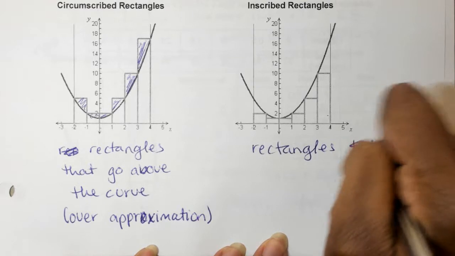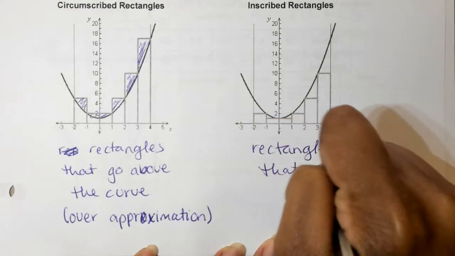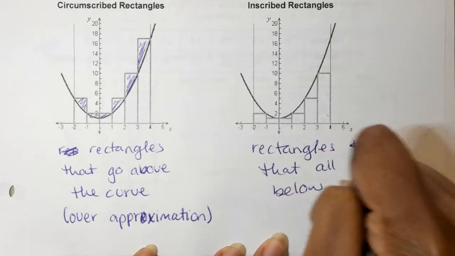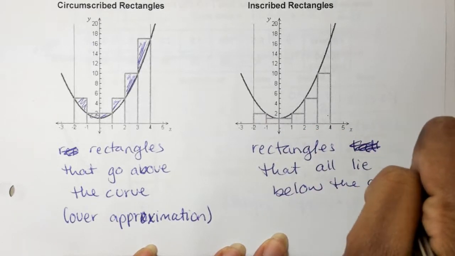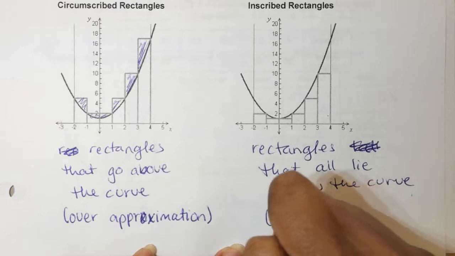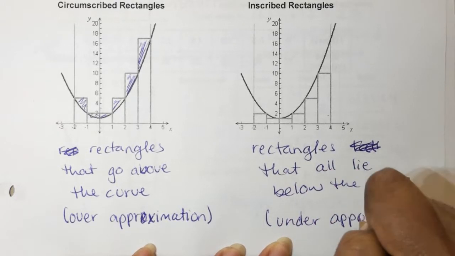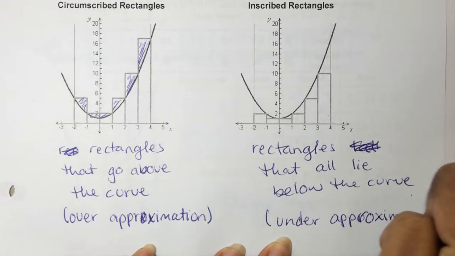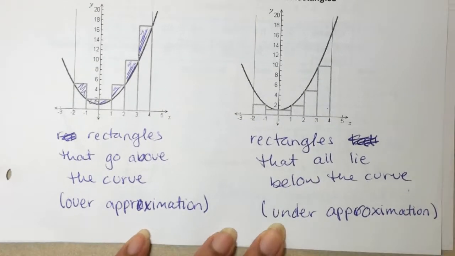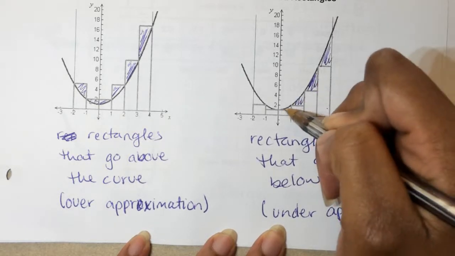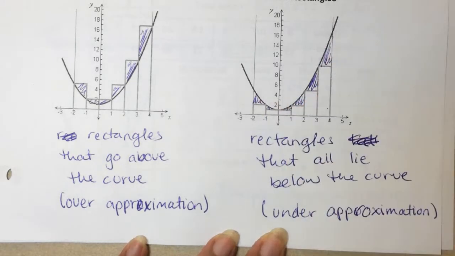When we have inscribed rectangles, or rectangles that all lie below the curve, that'll lead to an under approximation because of all of the area that is not taken into account. So all of this space here will not be taken into account, and so our approximation will be under the exact area.